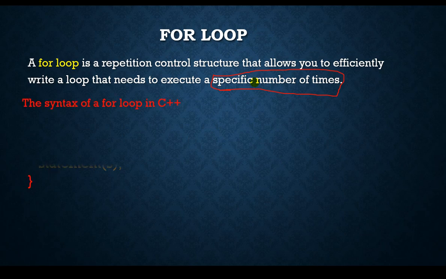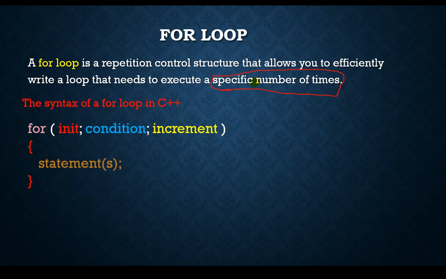Okay, so let's look at the syntax. Now the syntax is very simple. It starts with a keyword, which is for, the normal English word for. Then there's an open bracket here. Then there's what?